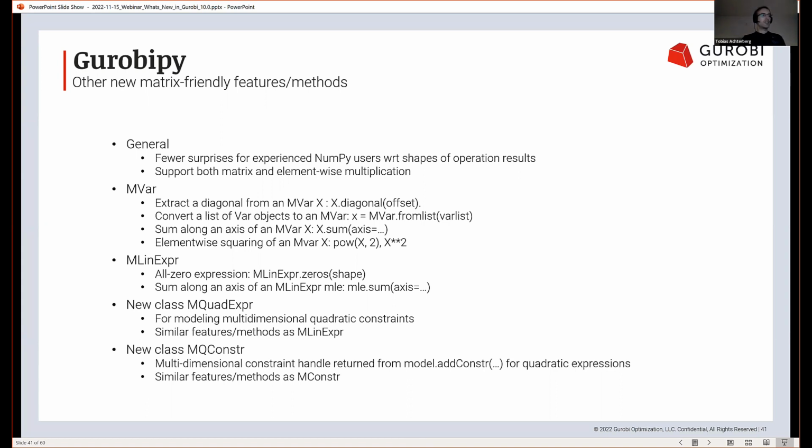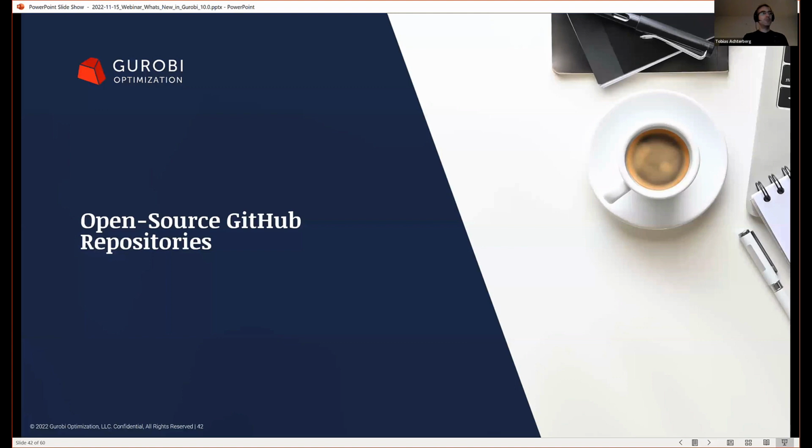Similarly, for linear expressions, we have all-zeros expressions. So you can just say you want a zeros and provide the shape of how the matrix should look, where everything is 0. You can as well sum along the axis. And for the quadratic constraints, this is actually a new class. So now you can do all that as well with quadratic constraints. There are similar features to the linear ones. And then, of course, we also needed to add the MQConstraint class in order to support the quadratic constraints, which are then the result objects of the add constraint method.